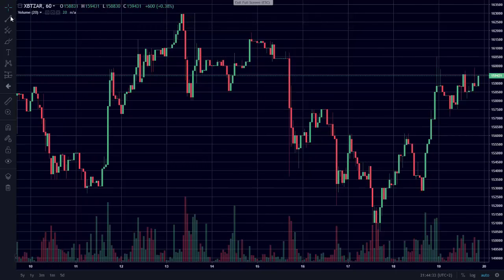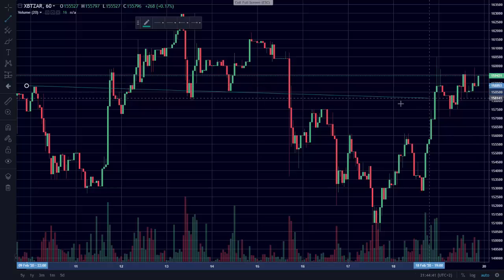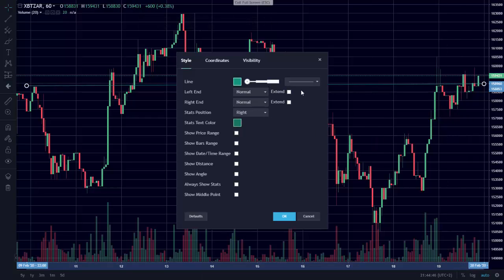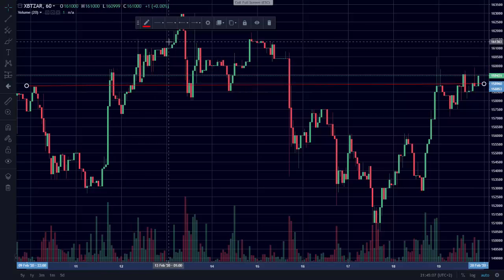So from here, you can draw what you call support and resistance lines. You can give your line a color. If I say okay, you can see the line I drew now. It's a red line. That means if price breaks it, you are going to anticipate that price has broken it, then maybe the price of Bitcoin will go up. But it's not always like that.